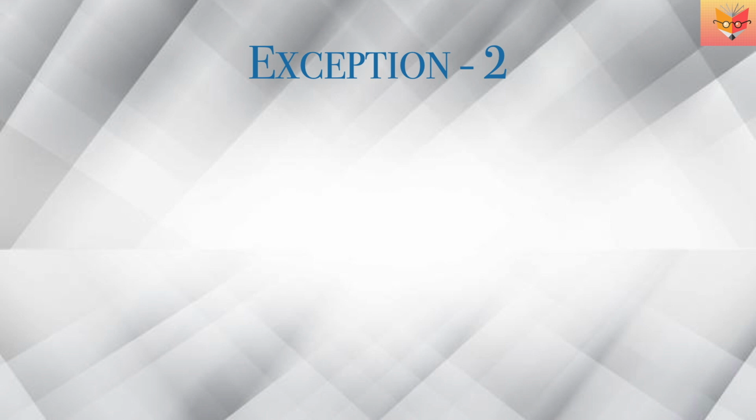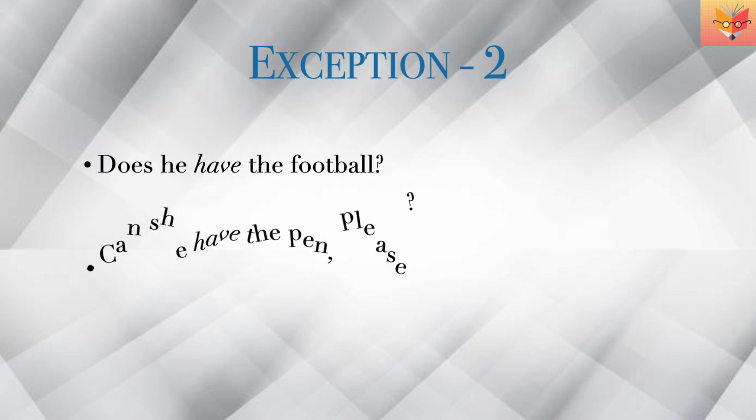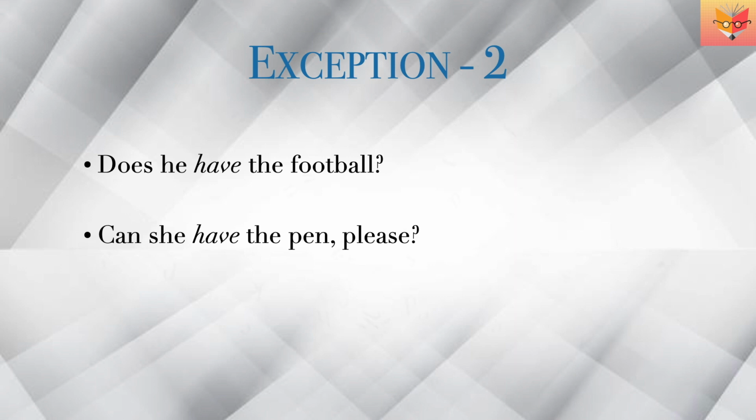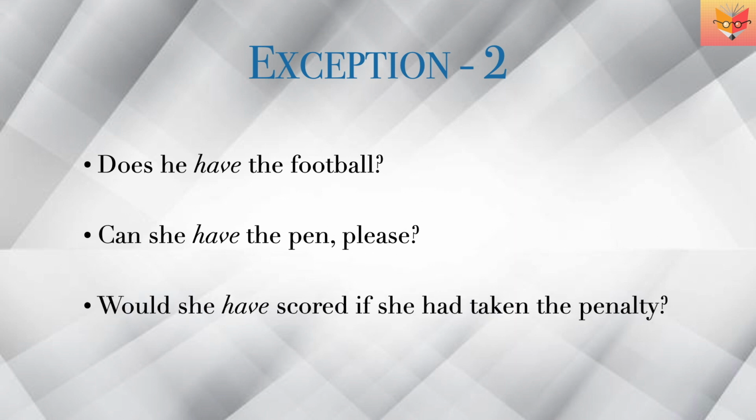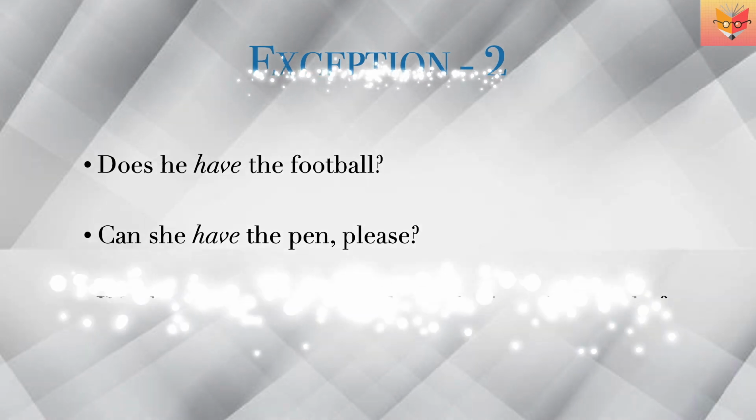Generally, have follows the pronouns I, we, you, they, and plural nouns. But once do or does is used, the sentence should go with have, not has, as a rule of grammar. For example, does he have the football? Can she have the pen? Would she have scored if she had taken the penalty?